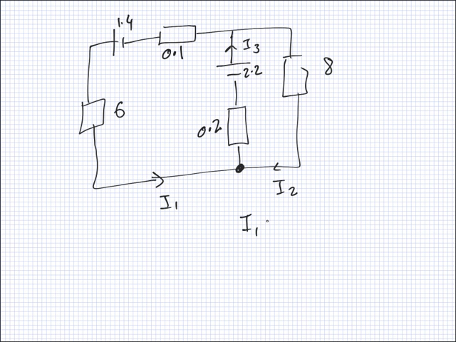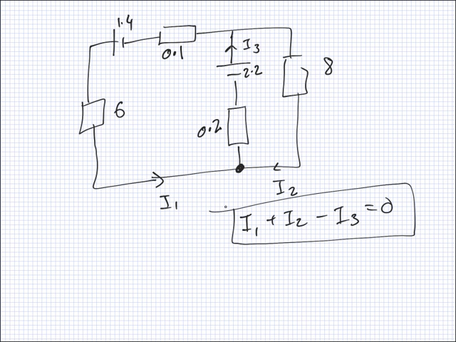So I1 goes in, I2 goes in, and I3 comes out. That's our first equation. Done. Now let's make a loop. Let's start at the 1.4.